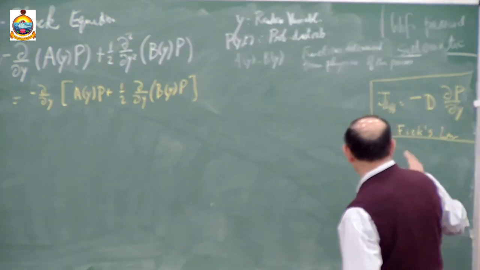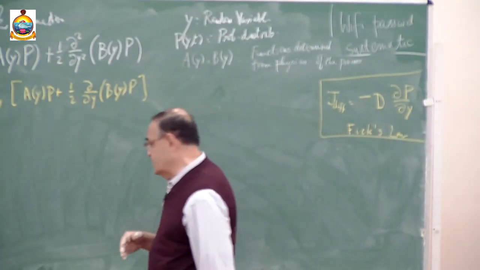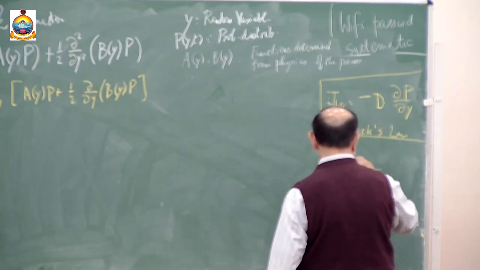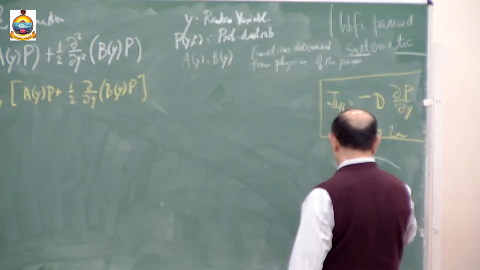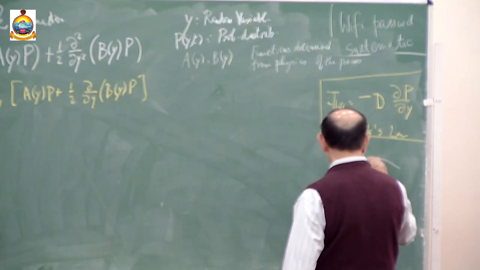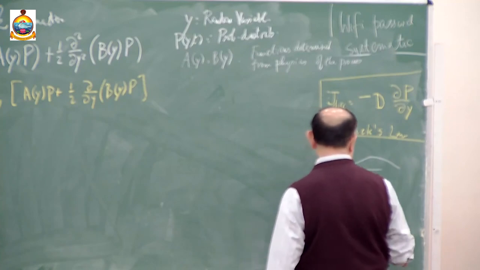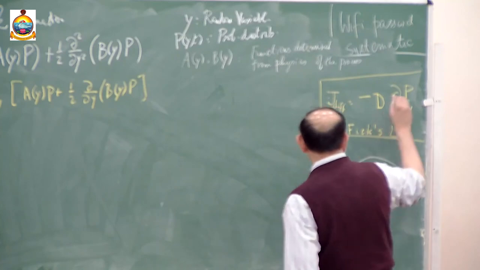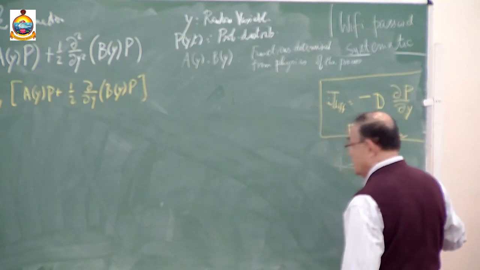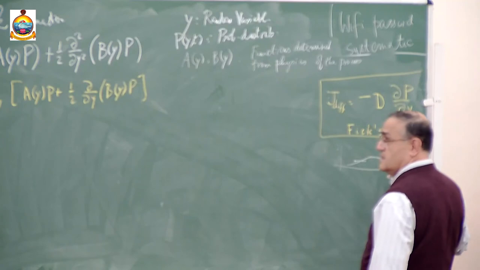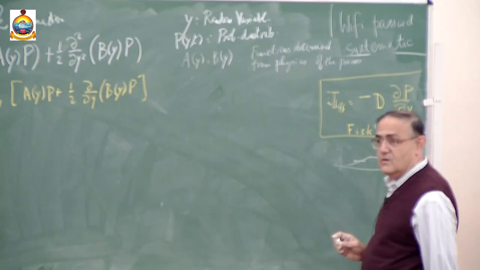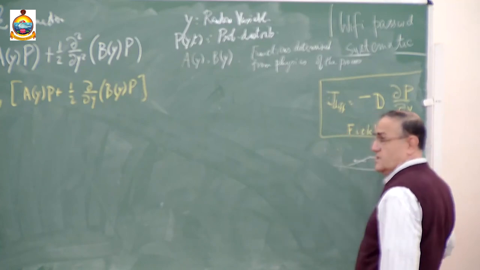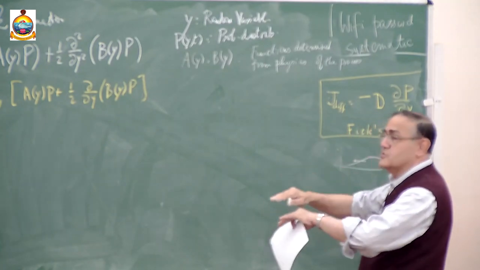It's saying that if you have a gradient of density, and I'm just repeating, suppose the density has a bump like this. On this side, p is increasing, so dp by dy is positive, and there's a current backward. If it's negative, the current is forward. Current means particles go this way or that way, and the effect will be to reduce the bump.